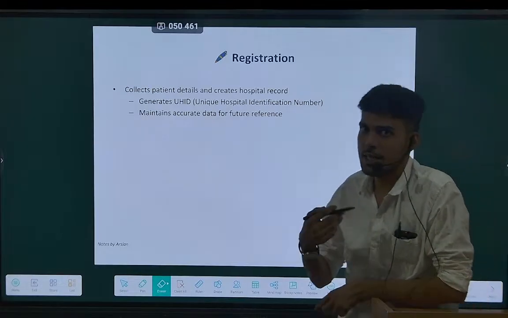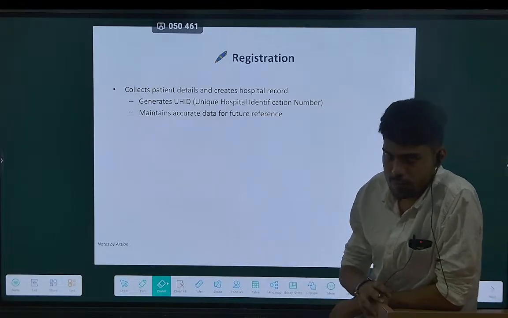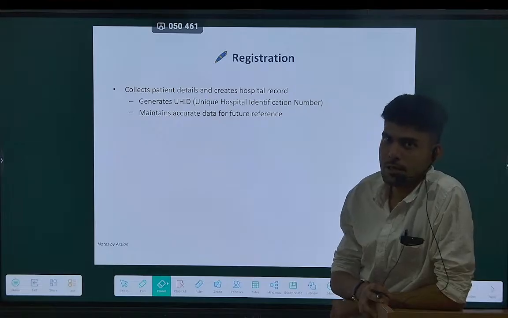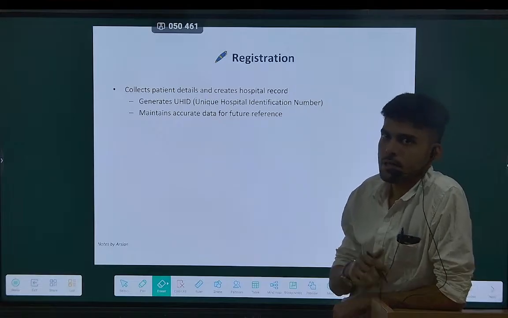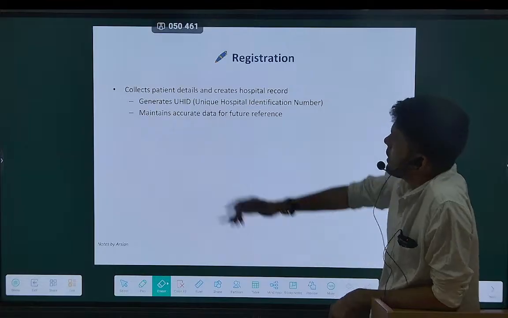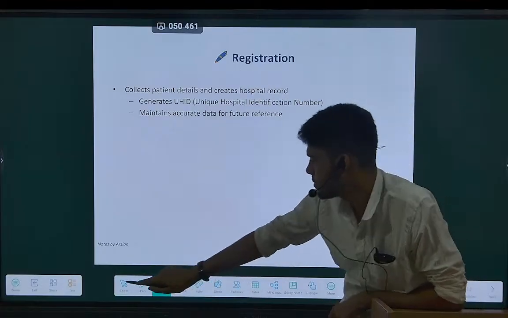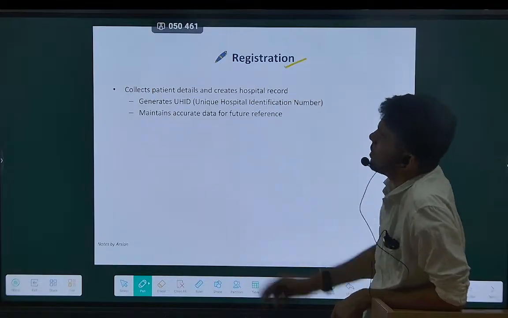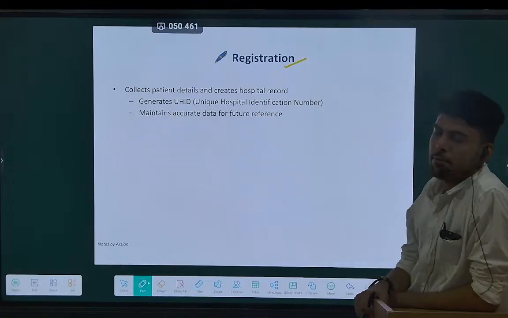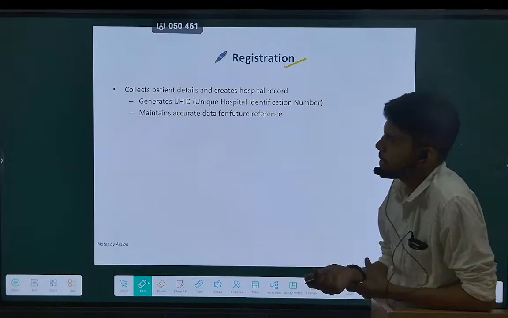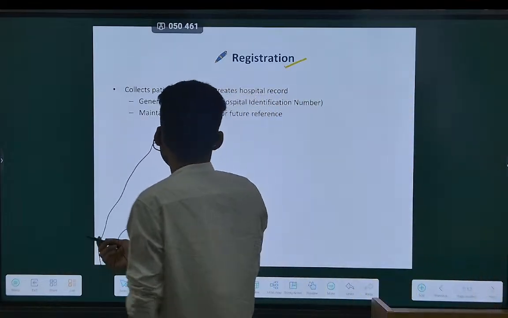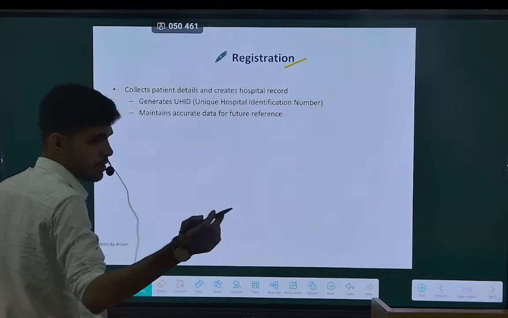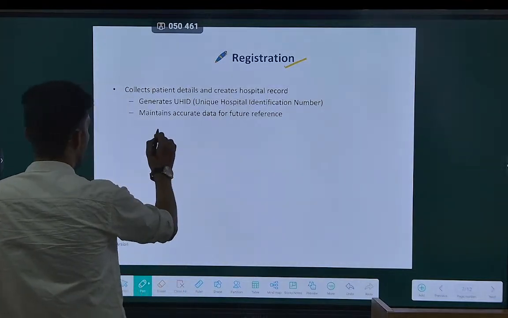So after the reception, where does the reception send the patient? To registration. So what happens at registration? At registration, there is another department which will create a record for patients.